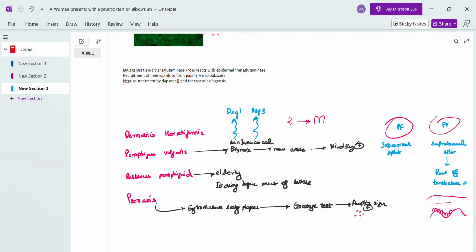Then psoriasis, which is a completely different thing. It is not a blistering disorder. It presents with erythematous scaly plaques. Other clues that can be given are that on doing the grattage test, that is when we rub these scales with a slide, we get the Auspitz sign, that is, pinpoint bleeding vessels are seen. So this was about the question for the day.